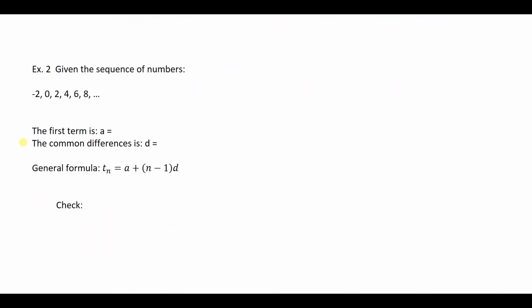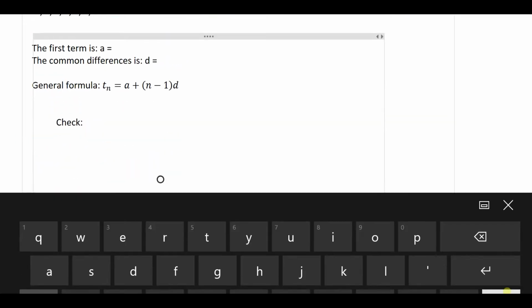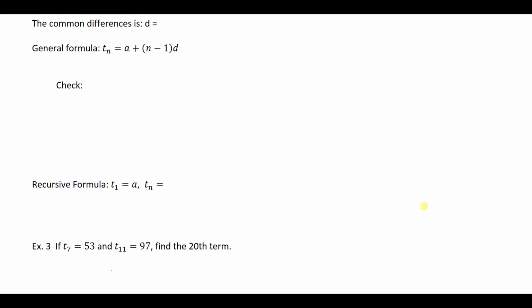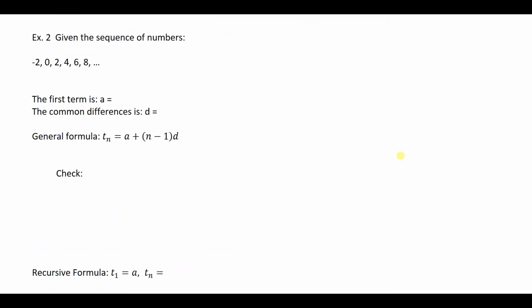Okay, let's do another sequence. Okay, so we have these numbers, -2, 0, 2, 4, 6, 8. The first term is -2. So that's our a value. A is equal to -2. It can also be written as T1, but we use an a generally to represent T1 when we put it into the equation. So that's right there, a.